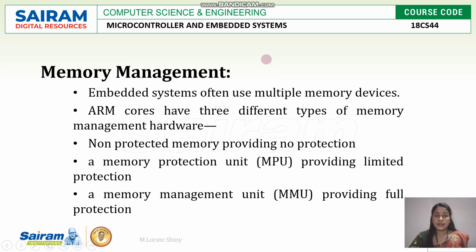Second core extension, second core hardware is memory management. So we all know embedded system has multiple types of memory, and to manage this we need some hardware to manage the memory. So there are three different kinds of hardware to manage the memory. First one is non-protected memory, it provides no protection. Second one is memory protection unit, MPU, providing limited protection. Third one is memory management unit, providing full protection.